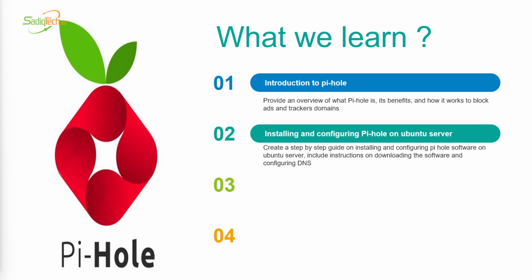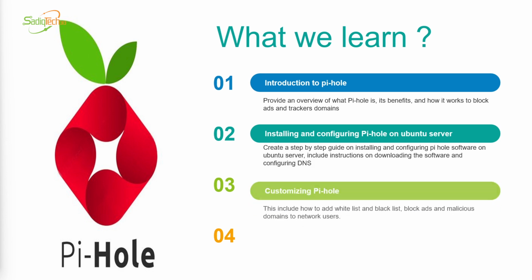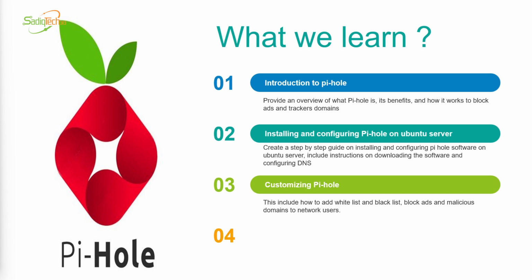Next, we will go on with installing and configuring Pi-hole on an Ubuntu server. We will create a step-by-step guide on installing and configuring Pi-hole software on an Ubuntu server. It includes instructions on downloading the software and configuring Pi-hole to block ads, tracker domains, and malicious websites. Third, we will customize Pi-hole. This section will include how to add a whitelist and blacklist to block advertisements and malicious domains for network users.